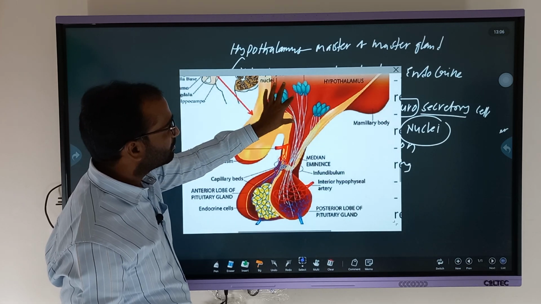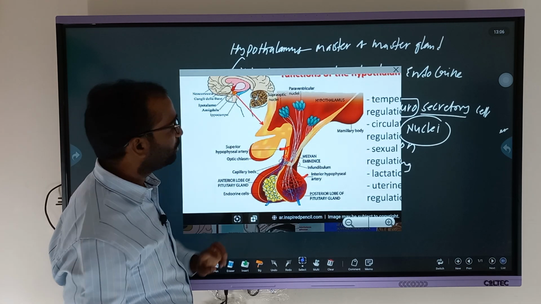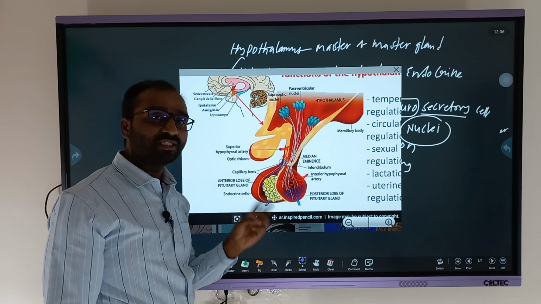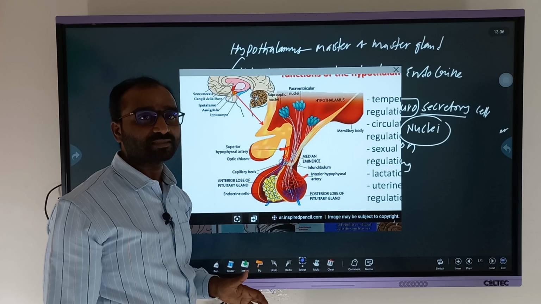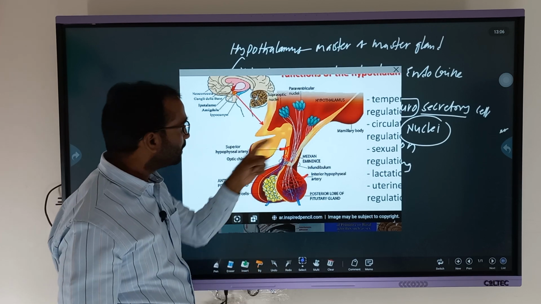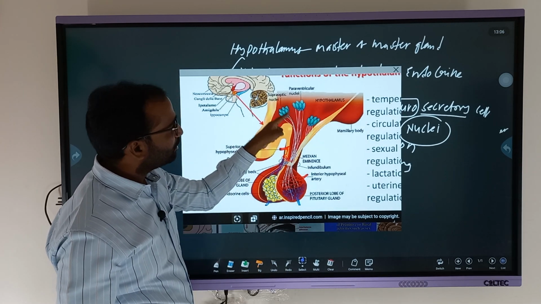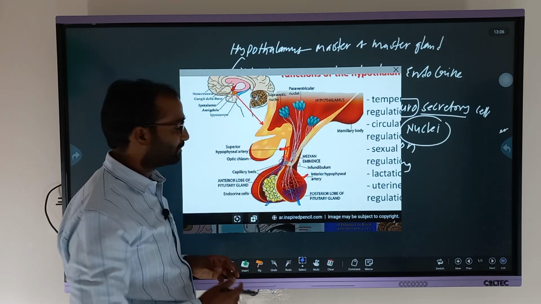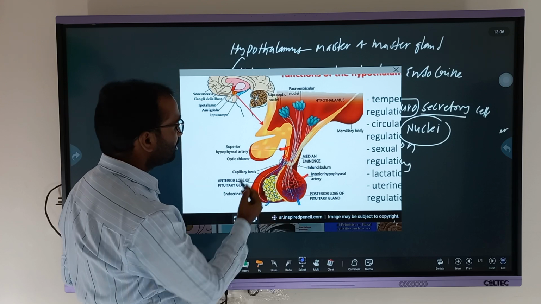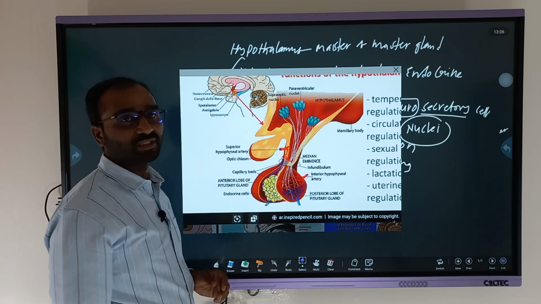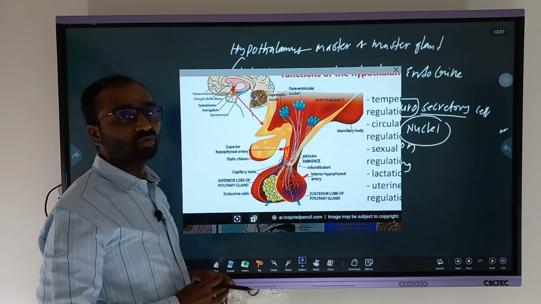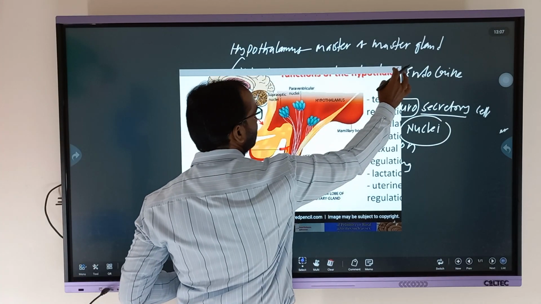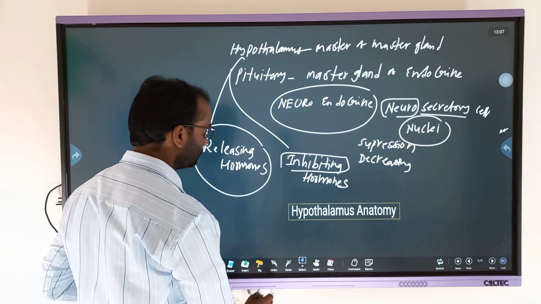Whatever hormones are released from these nuclei or neurosecretory cells stimulate the pituitary. The pituitary has two partitions, anterior and posterior. Here these neurosecretory cells have a connection to the pituitary through specialized axons. Am I clear? And that can stimulate the anterior pituitary. So let us have a glance at the hormones released from the hypothalamus, how those are.